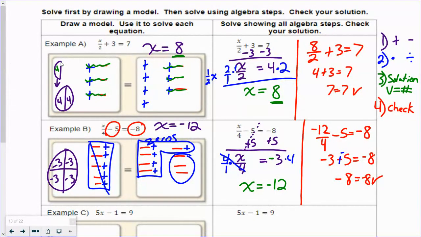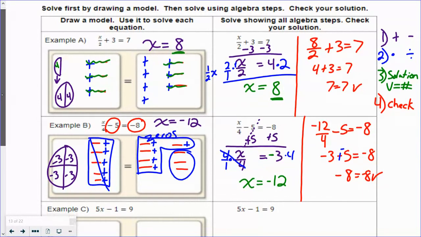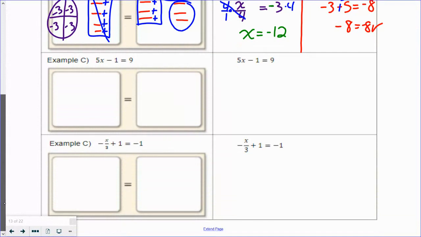There we go. All right, we need to pause this and then catch up. We got 2 more to go.